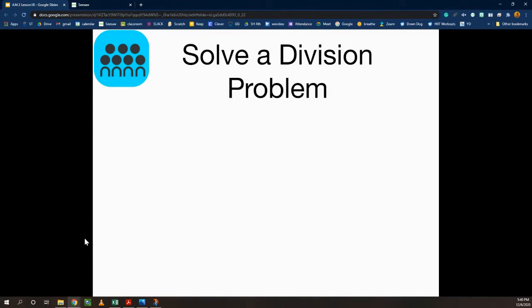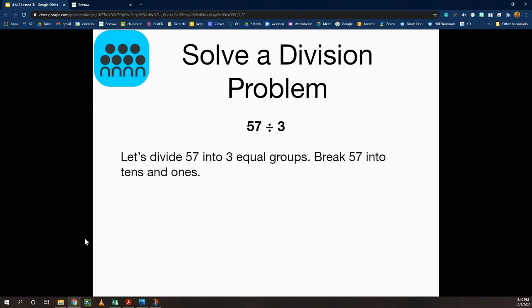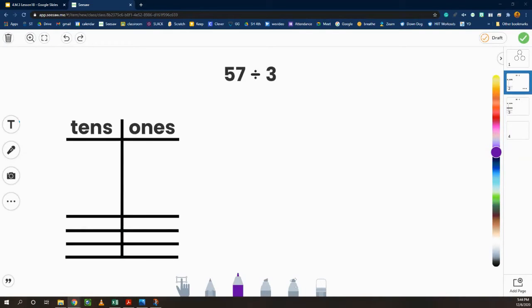So here's our concept development for the day. We're going to start by solving some division problems. The first one we're going to solve together is 57 divided by 3. So we're going to divide 57 into 3 equal groups. We're going to break 57 into tens and ones. So starting by dividing 57 into tens and ones. 57 is equal to 5 tens and 7 ones.